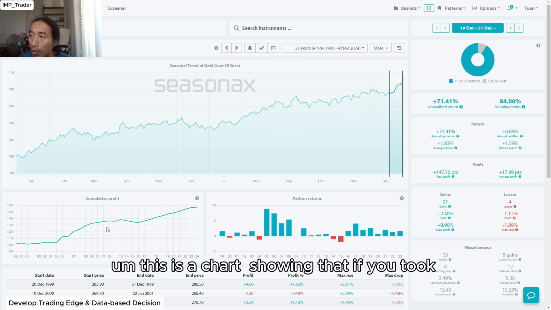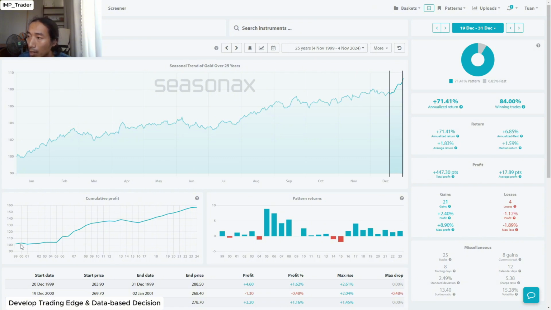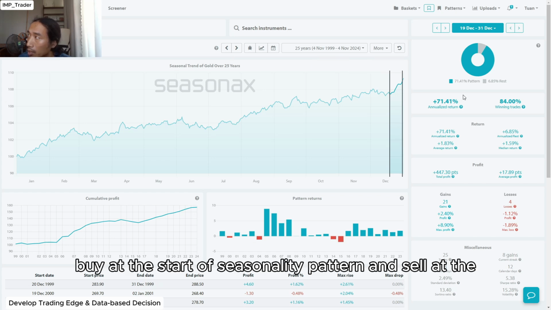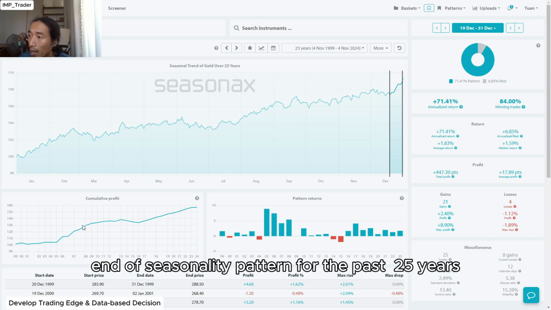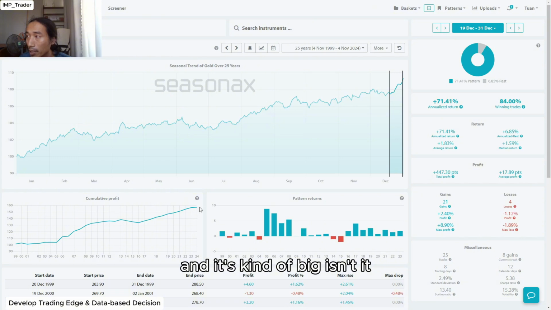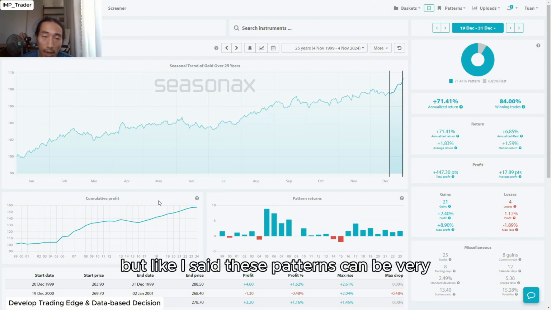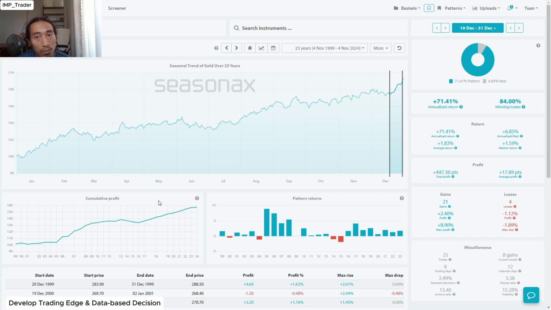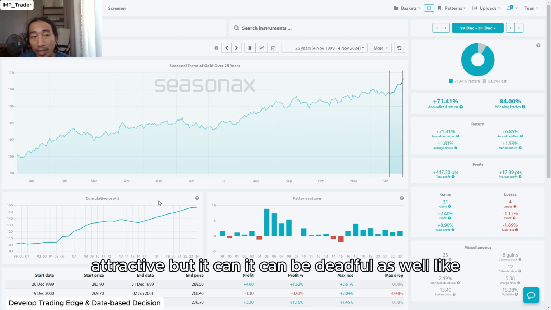The chart is showing that if you buy at the start of the seasonality pattern and sell at the end of the seasonality pattern for the past 25 years, you're going to have an equity curve in your capital, and it's kind of big, isn't it? But like I say, the pattern can be very attractive, but it can be dreadful as well.